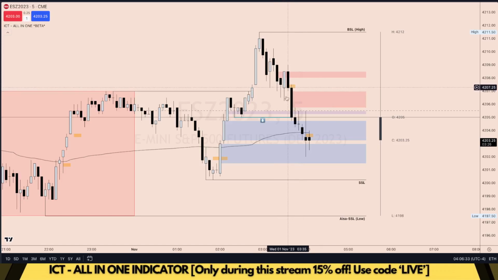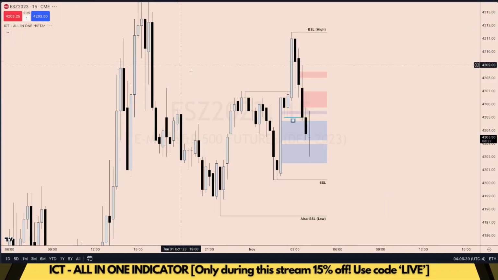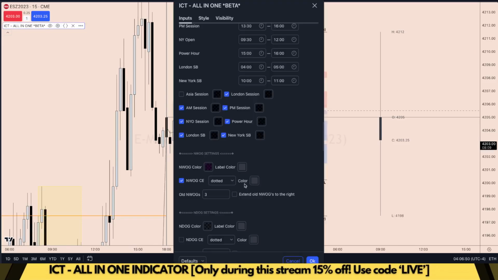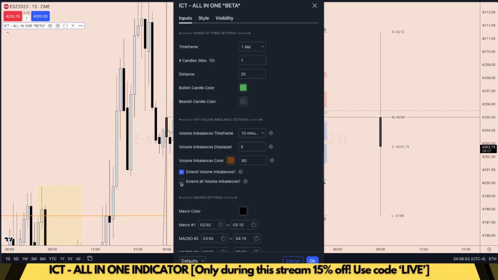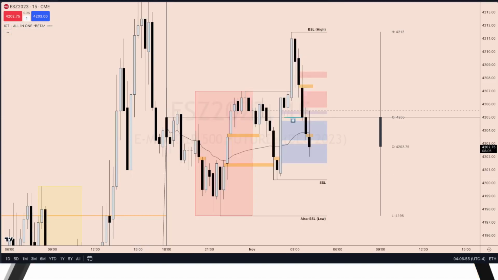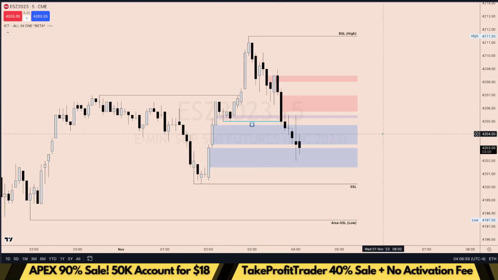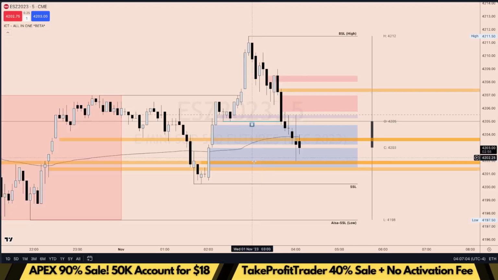Right here, 15-minute, 15-minute, and another 15-minute. From over here, unfilled. And we're gonna extend all of them to the right. Scroll back down into the settings. Extend our volume imbalances to the right. Drop down to the 5, because I would put more weight on these higher time frame volume imbalances, really.